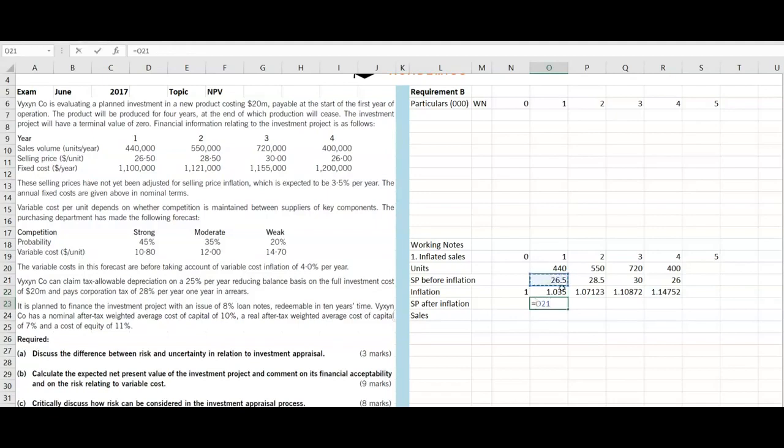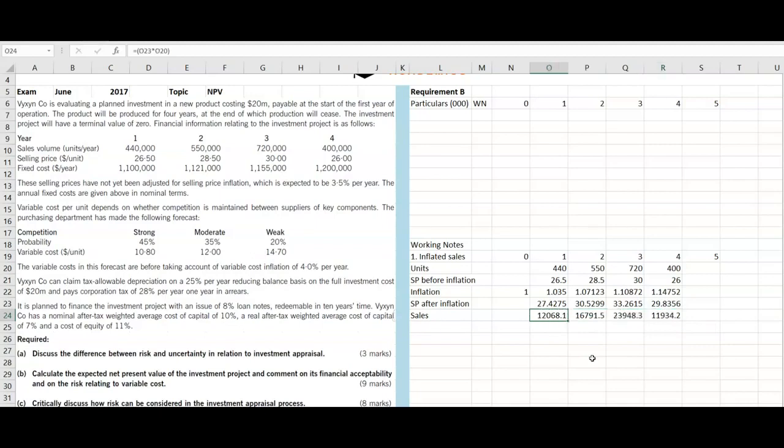selling price before inflation and the inflation rate. So this is the selling price after inflation. So we got it for all the years. For sales, we have to multiply this value, selling price per unit after inflation, with the number of units. If we do that, we'll get our answer. I think we have not done the open bracket. We'll get an answer. We got it. So we'll do it for the other years.